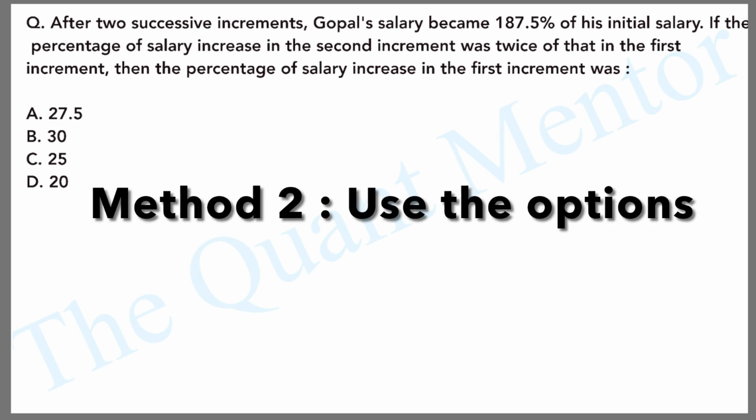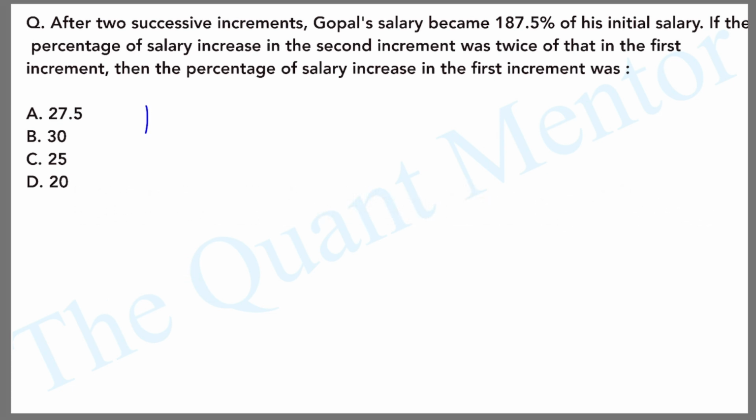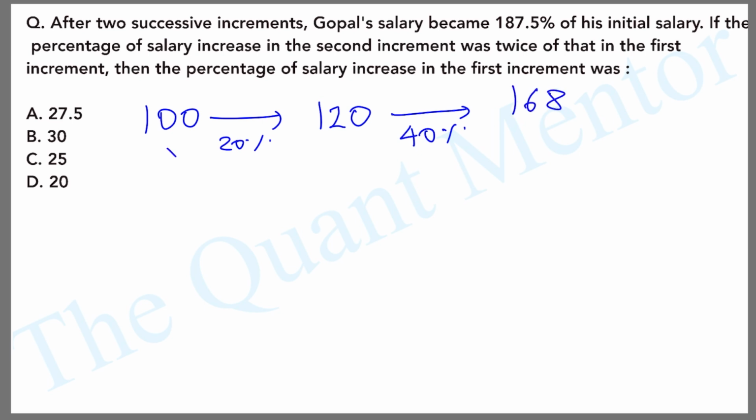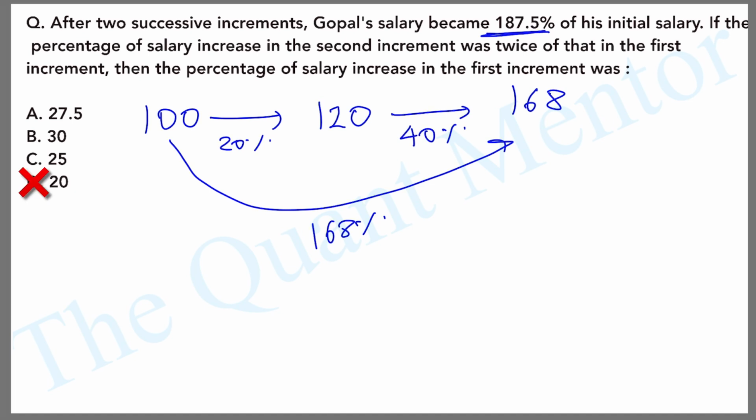Now the other way is you can use the options. Let Gopal's initial salary be 100 rupees. If the first increment was 20%, his new salary is basically 120. And as per the question, the second increment should be double, means 40% here. So now the new salary should be 120 plus 40% of 120, that's basically 48. 120 and 48 is 168. The new salary is 168% of the initial salary. But the question says it should be 187.5%.